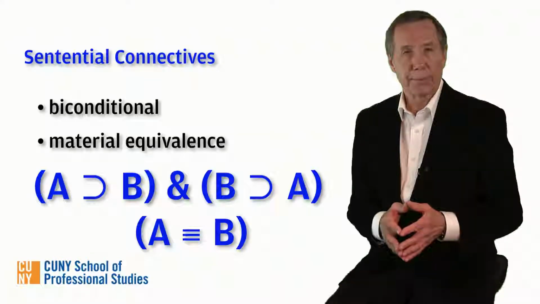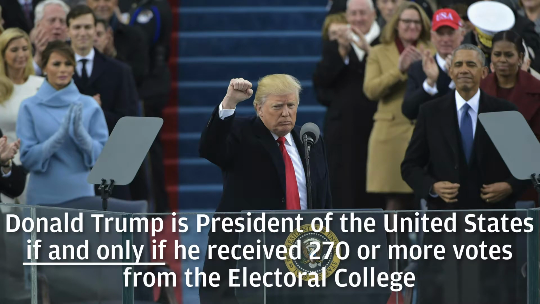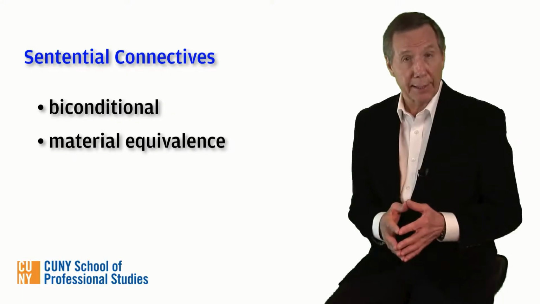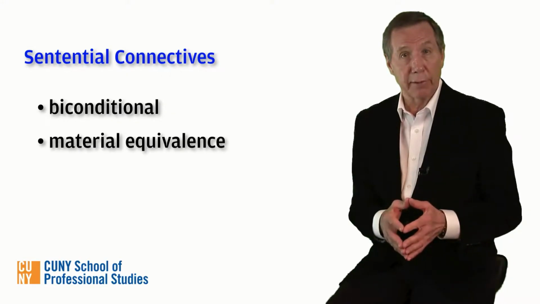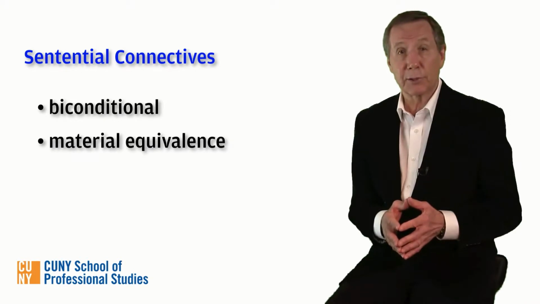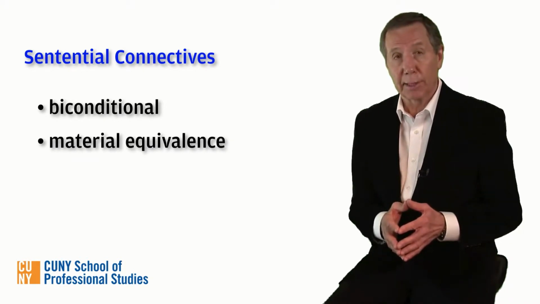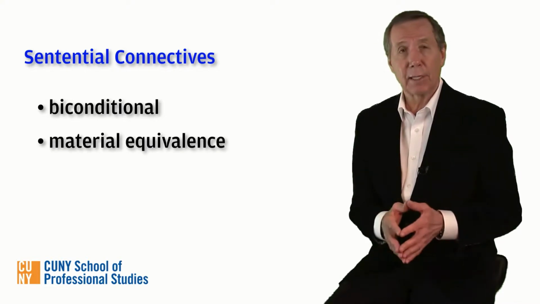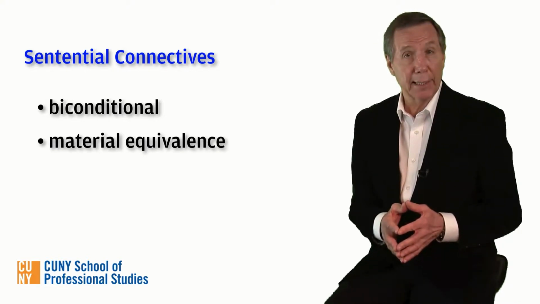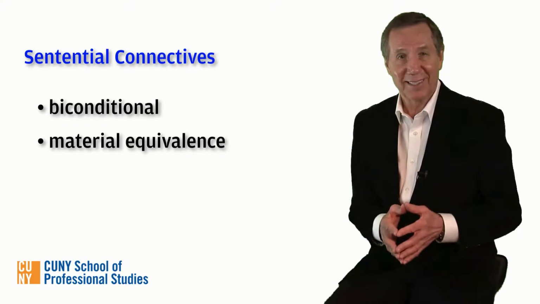Here's an example. Donald Trump is President of the United States if and only if he received 270 or more votes from the Electoral College. That is, receiving 270 or more electoral votes is both necessary and sufficient to win the presidency, and Trump did just that. Here's a video from Professor Delaplante that explains the biconditional.